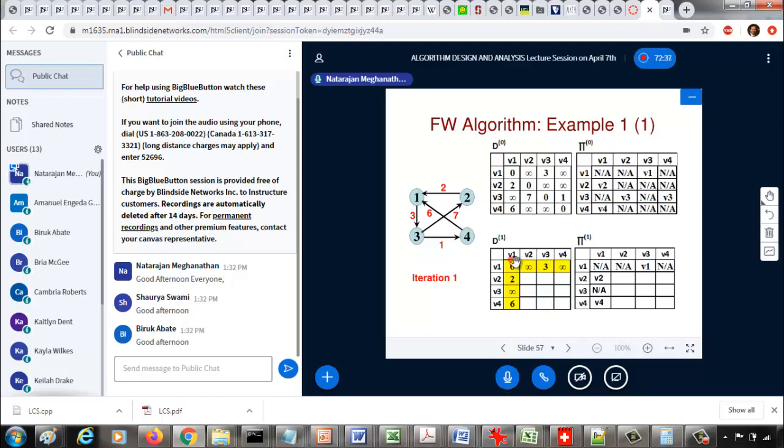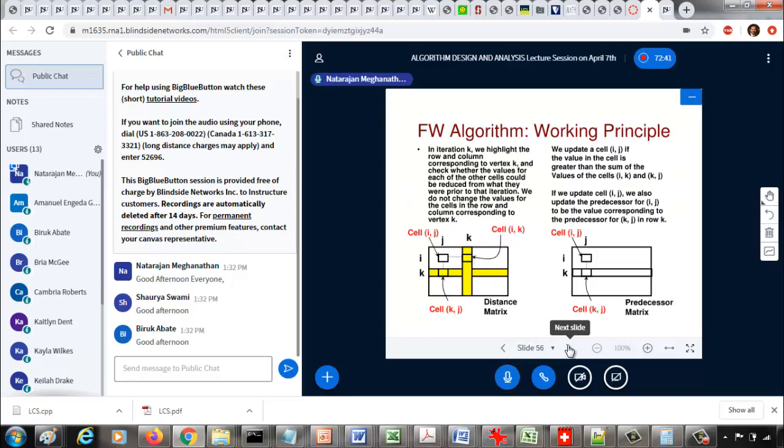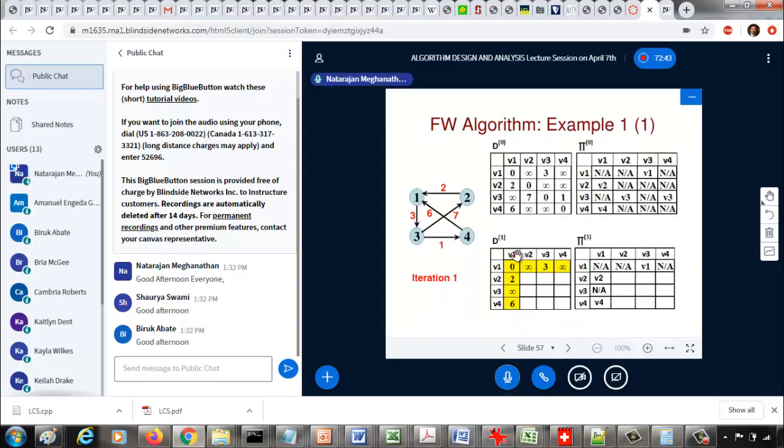any two vertices. As I indicated in the general principle, we are now going to highlight row 1 and column 1. We can do that in the current matrix itself. We are highlighting row 1 and column 1. So this is row 1 and column 1.